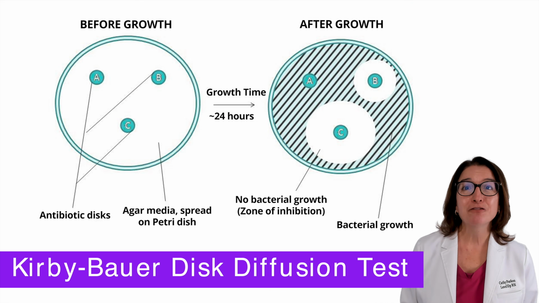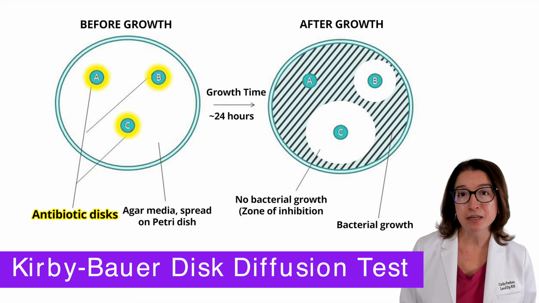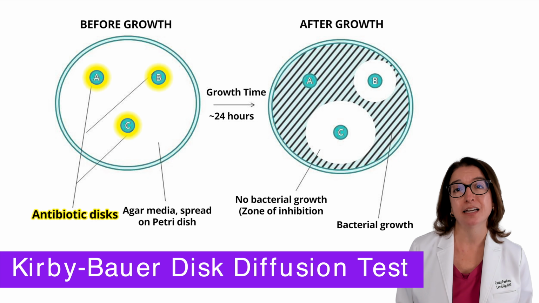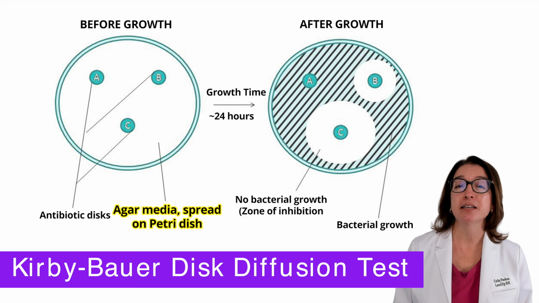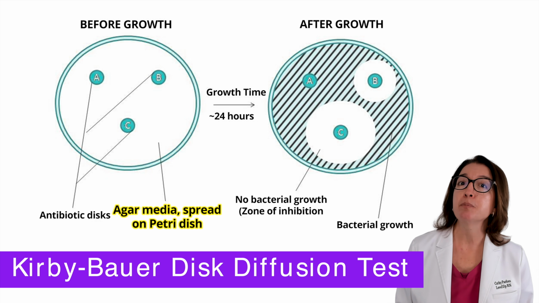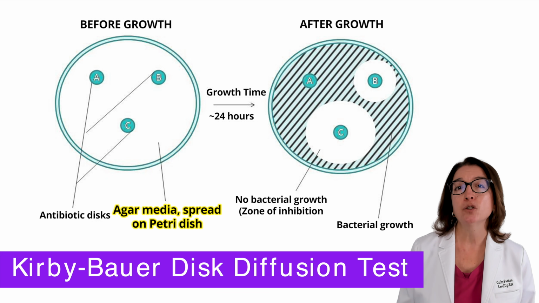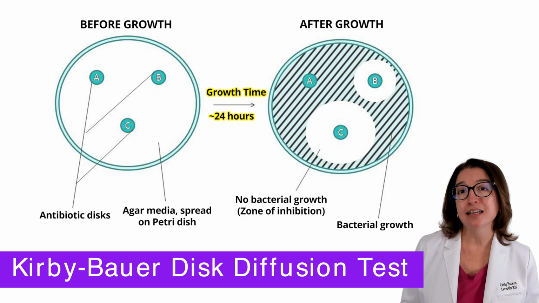During this test, filter paper discs, which are labeled as A, B, and C in the image, are impregnated with known concentrations of different antimicrobial drugs. Next, these discs are placed on an agar plate that has been inoculated with a known concentration of the specific bacteria that we are trying to inhibit or kill. The agar plate is then incubated and assessed.